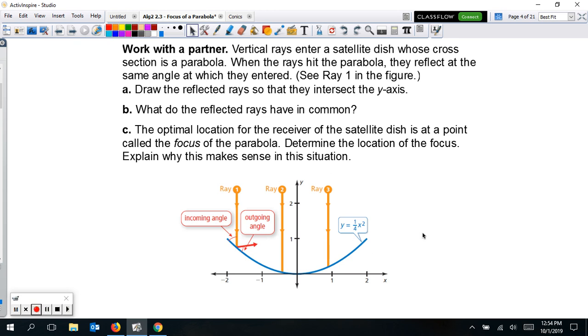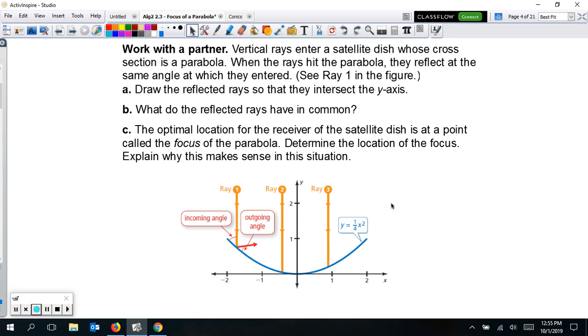But then it's going to bounce or reflect it off the dish. You can see the red little arrow here. Ray 1 hits here, and then it's going to go this direction towards the y-axis. Ray 2 would do the same thing. It would bounce here and then go up towards the y-axis. Ray 3 would do the same thing. They're all going to go towards the y-axis, and they're all going to go to the exact same point on the y-axis. And that's a special point. We call it the focus point. Everything's focused. All the rays are focused on that one point.